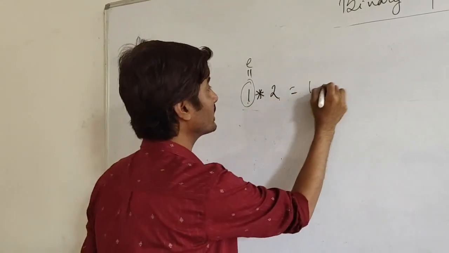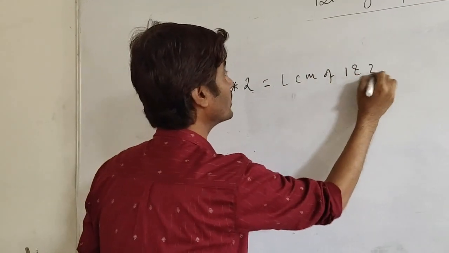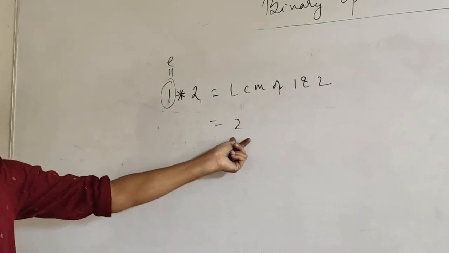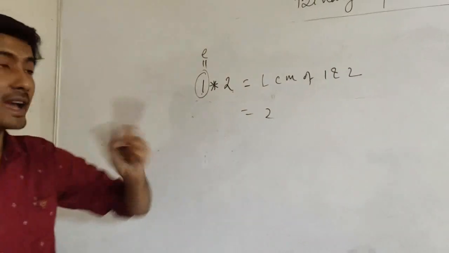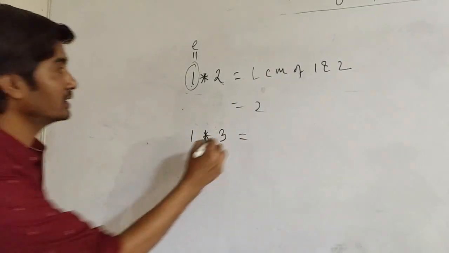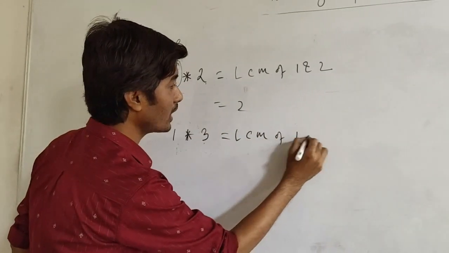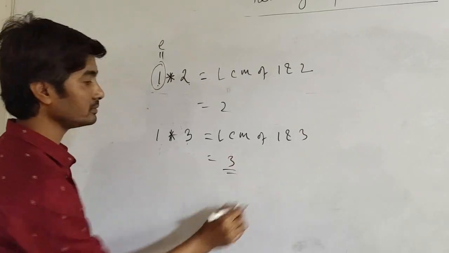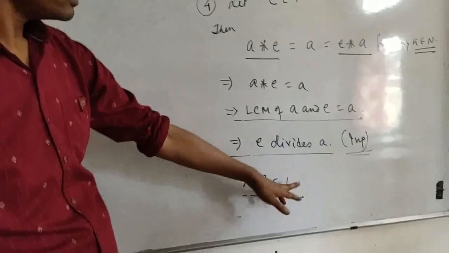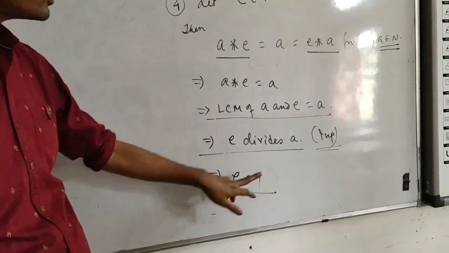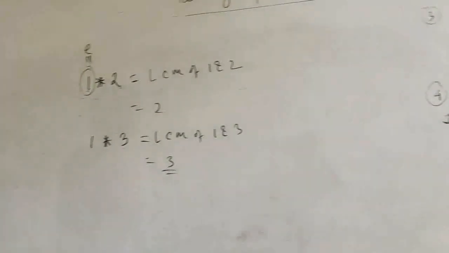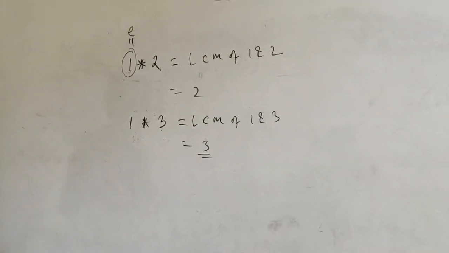1 star 2 is what? LCM of 1 and 2. What is the LCM? Of course 2. So 1 star 2 will give you 2. That is thus satisfying the definition of what? Identity. Okay. 1 star 3. Again, what is 1 star 3? LCM of 1 and 3, which is again 3. Thus we can verify that identity is obtained as 1. This one satisfies the condition of identity. Therefore our conclusion is that here 1 is the identity.